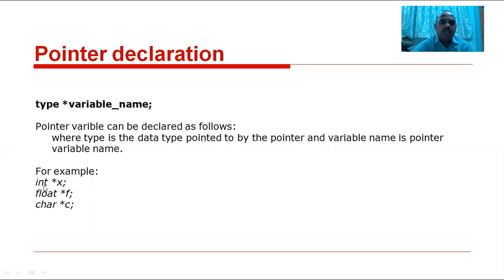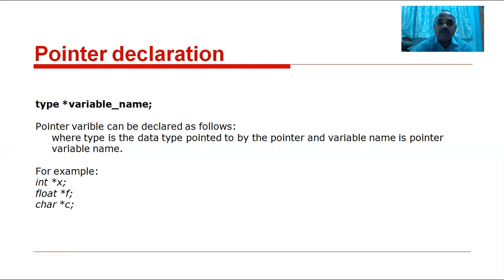For example, int asterisk x. So this x is a pointer variable, and int is the type. What type? Integer type. Then float asterisk f. f is a variable, and the data type is float. Then char asterisk c. Here c is a character pointer variable, and the type is character type. Clear? These are examples of pointer declaration: int asterisk x, float asterisk f, and char asterisk c.